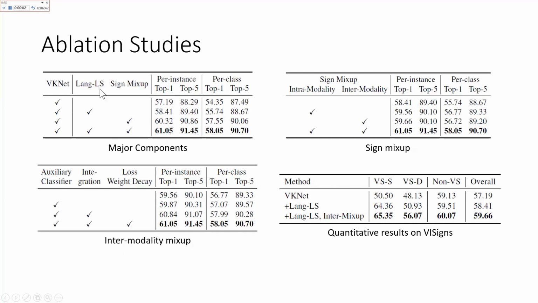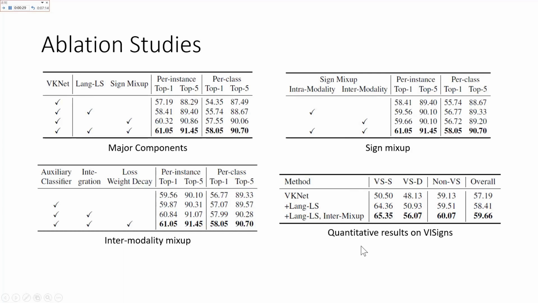Here we show several ablation studies. First, we validate the effectiveness of the major components, language-aware label smoothing and sign mix-up. Our sign mix-up consists of two components: intra-modality mix-up, where we apply vanilla mix-up onto both RGB videos and keypoint heat maps, and the proposed intermodality mix-up.